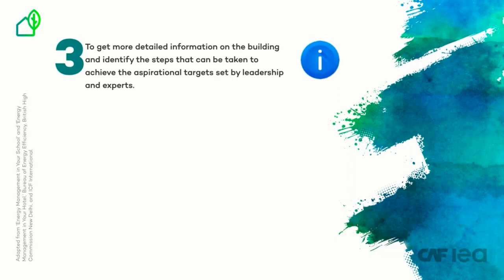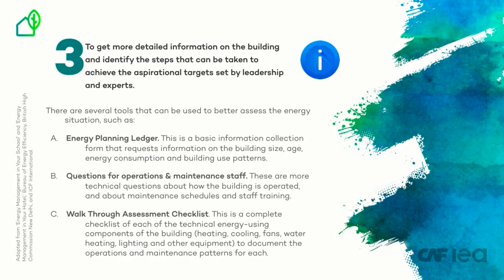Step 3 is where we get more detailed information on the building and identify the steps that can be taken to achieve the aspirational targets set by the leadership and experts. This can be done with the help of a respected third-party auditor or by the energy management staff that is part of the core team for the energy management program. There are several tools that can be used to better assess the energy situation, such as an energy planning ledger. This is a basic information collection form that requests information on the building size, age, energy consumption, and building use patterns. Or questions for operations and maintenance staff.